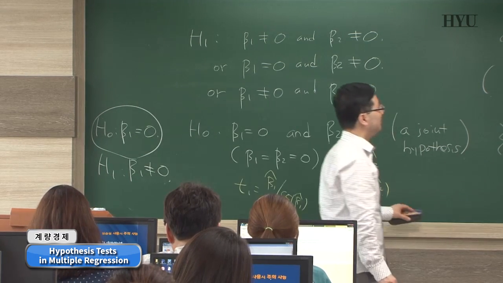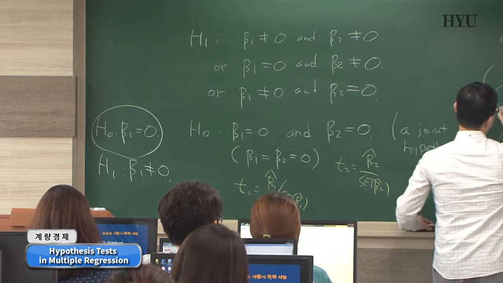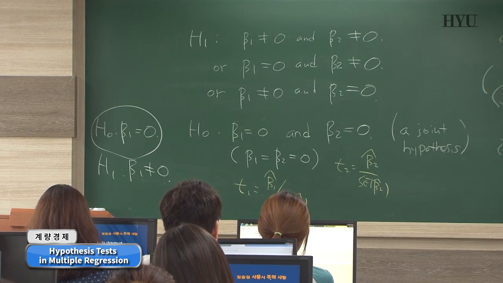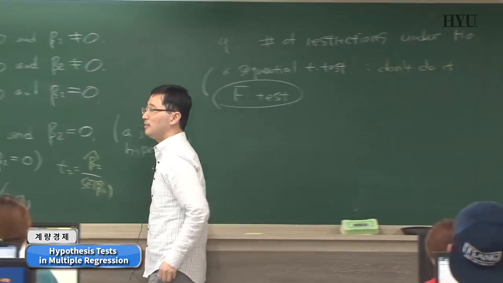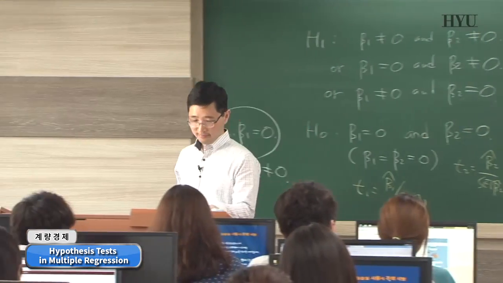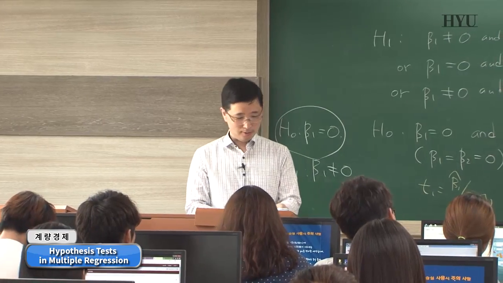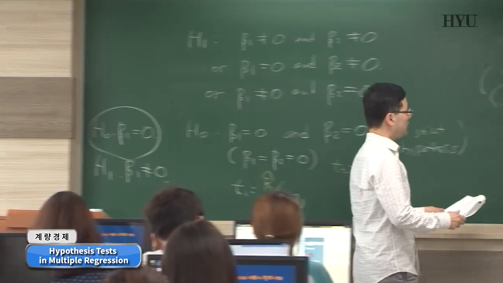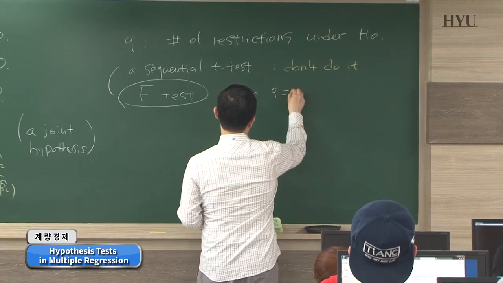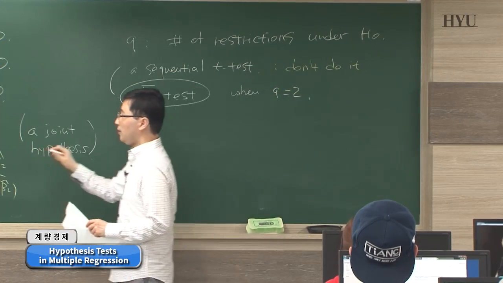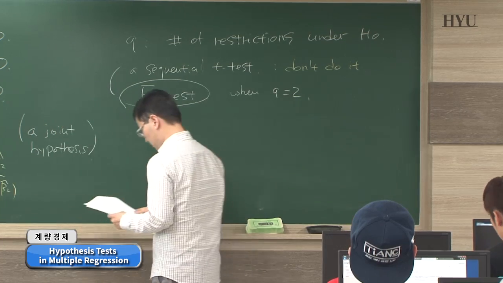Okay, so how does the F-test look? I said use an F-test. The question is how. And try a few times. Okay, this is just an example, when Q is equal to 2, and when you happen to have this null hypothesis.